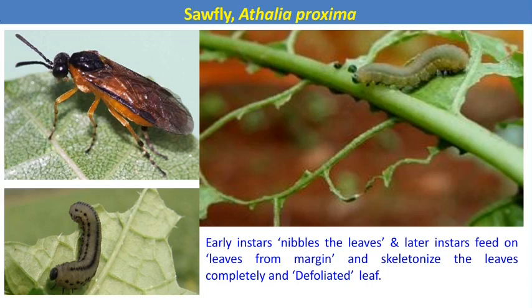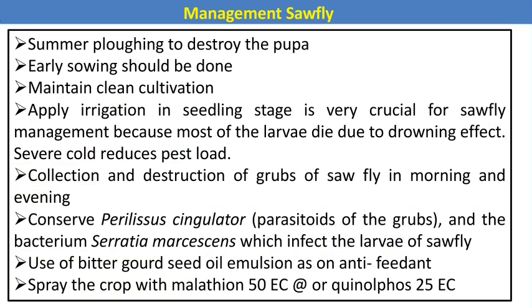But there is only a single pest, the mustard sawfly, which comes under the order Hymenoptera. So here the larva is the damaging stage. The larva is a voracious feeder on the leaves. At early instar, larvae nibble the leaves, and later instar larvae feed on the leaves from the margin up to the midrib and skeletonize the leaves completely, and defoliation of the plant occurs and yield is indirectly reduced. For the management of the mustard sawfly, summer ploughing helps to destroy the pupae. Then early sowing or adjustment of sowings. Maintain clean cultivation or field sanitation.